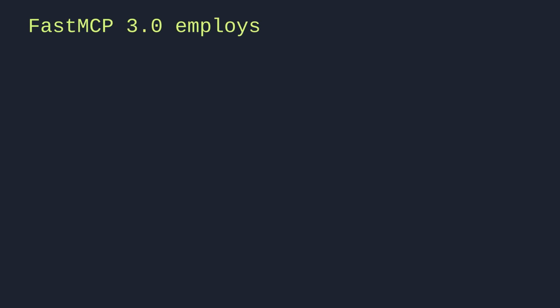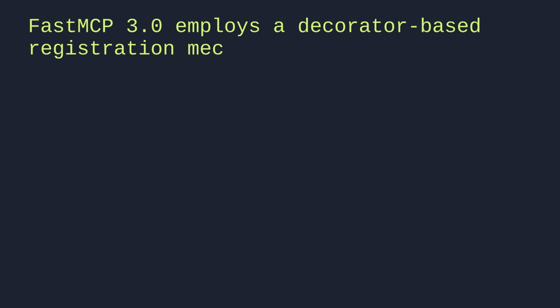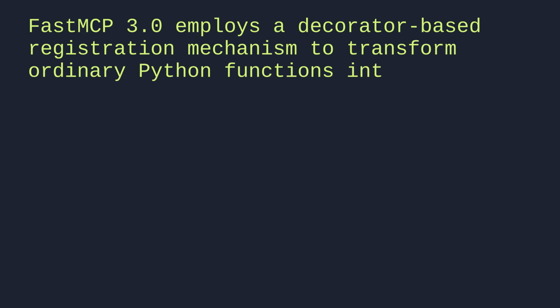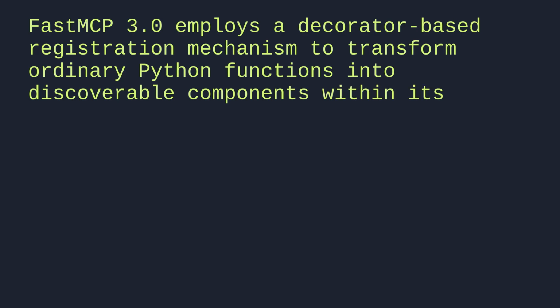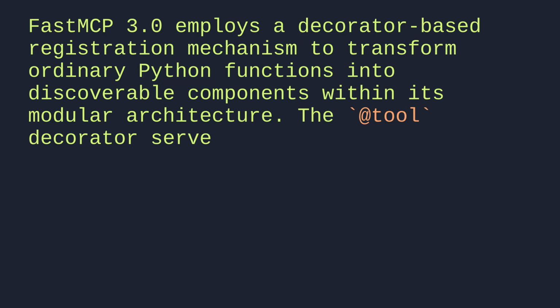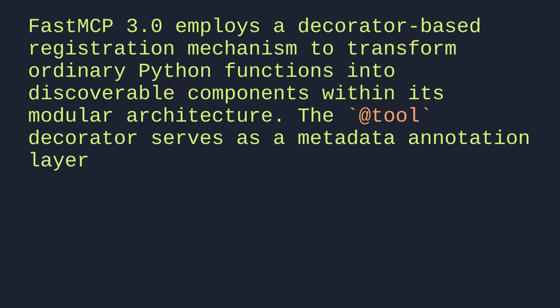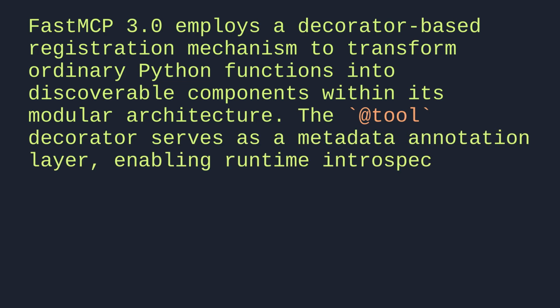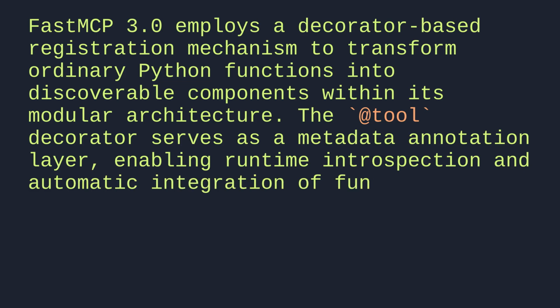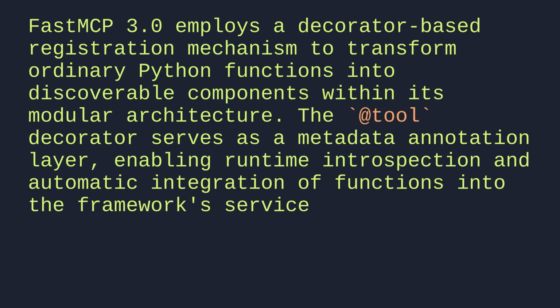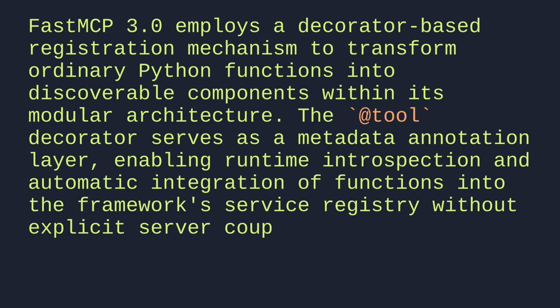FastMCP employs a decorator-based registration mechanism to transform ordinary Python functions into discoverable components within its modular architecture. The @tool decorator serves as a metadata annotation layer, enabling runtime introspection and automatic integration of functions into the framework's service registry without explicit server coupling.